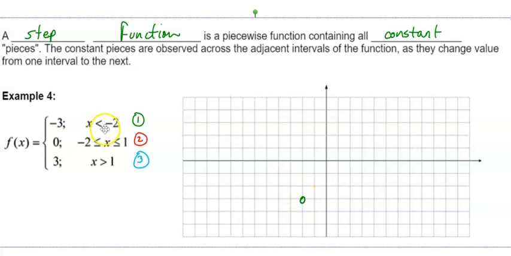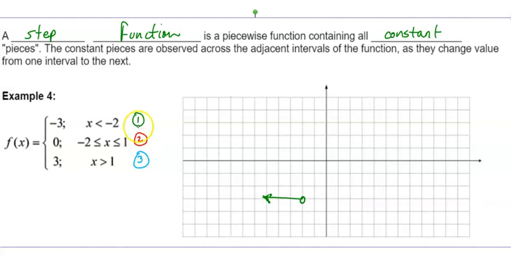Now, since it's pointing left, I want everything that's to the left of -2. That is going to go there. You could make it longer, but I want all of that horizontal line that is to the left of -2. So it would continue on.